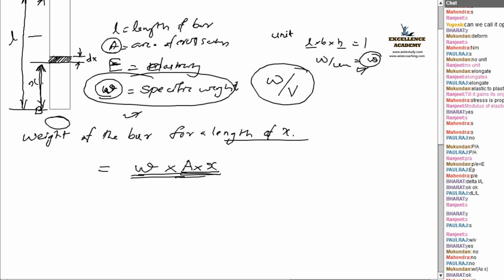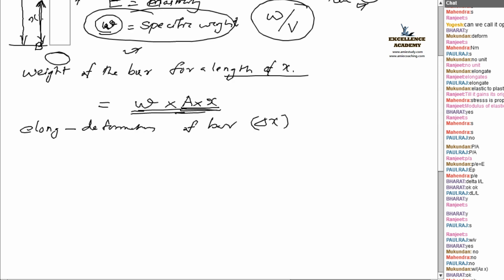So that part is over. Next, I want to find out the elongation, or say the deformation of the bar. For a particular part, that means for that dx, how much deformation or elongation will be there for that dx part. I am taking that deformation as delta x. Say delta x is the deformation for that part dx. How can I find out that deformation?